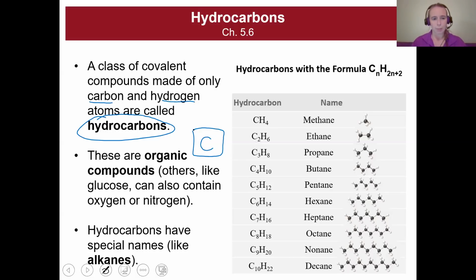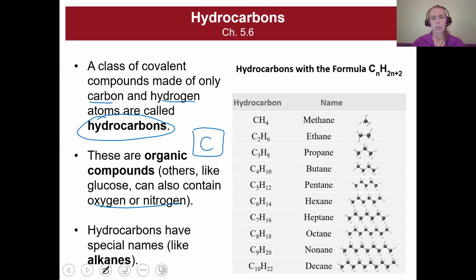So organic compounds usually contain carbon and hydrogen, but they can also contain oxygen and nitrogen in addition to carbon and hydrogen. So glucose, for example, the one we saw before, was C6H12O6, so it had oxygen as well as carbon and hydrogen.